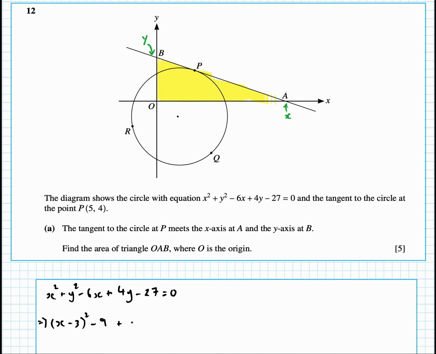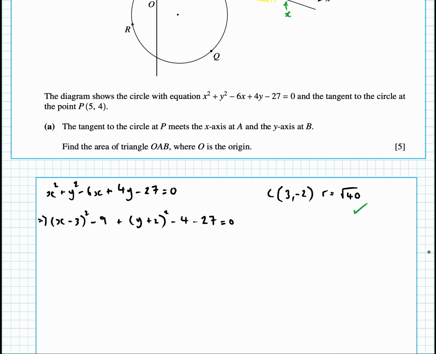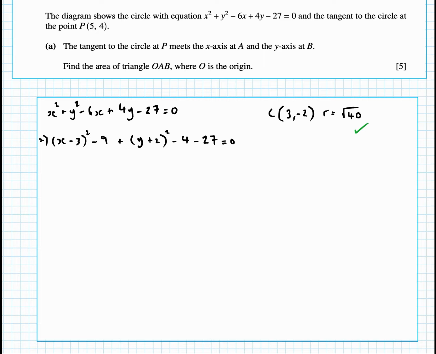So I'm going to complete the square now for this equation. So you'll get a center of 3 and minus 2. That's from what we have within the brackets there. And putting our constants together, we'll get root 40. Okay, from there, I've already put in a dot for our center of the circle.